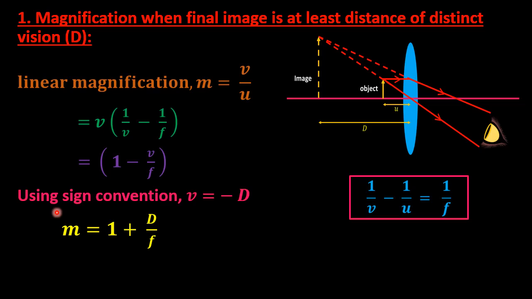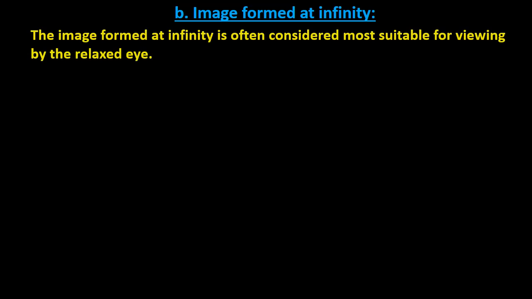Now we consider the second case in which the image is formed at infinity. In order to form an image at infinity, the object should be placed exactly at the focus of the lens. And this image which is formed at infinity is often considered most suitable for viewing by the relaxed eye.